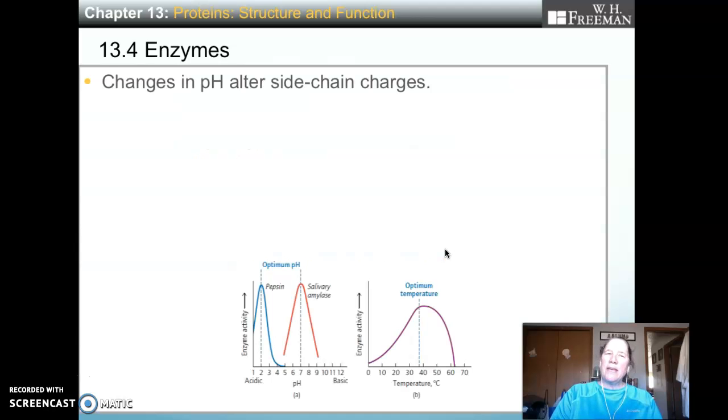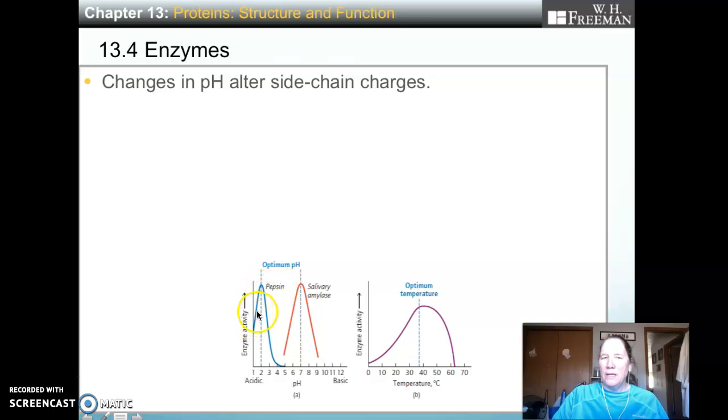Some of the things that change enzymes so that they don't work: if you change the pH, you're going to change it. If you look down here, enzymes work at different pHs. Not all of them work the same. Most of our enzymes, it depends on where they're at. If you look here, here's pepsin.